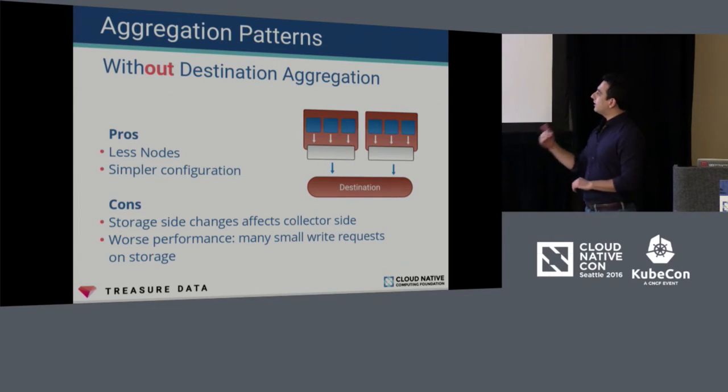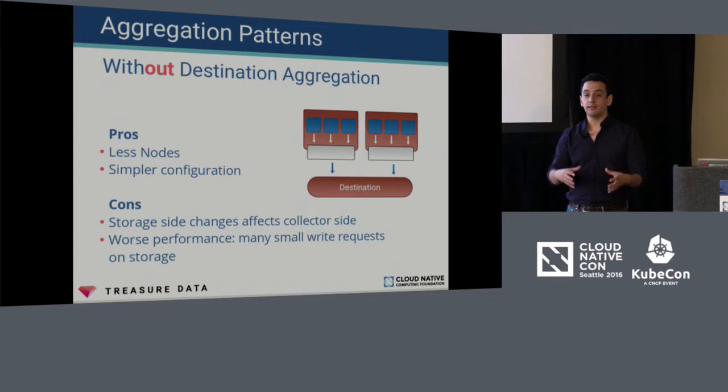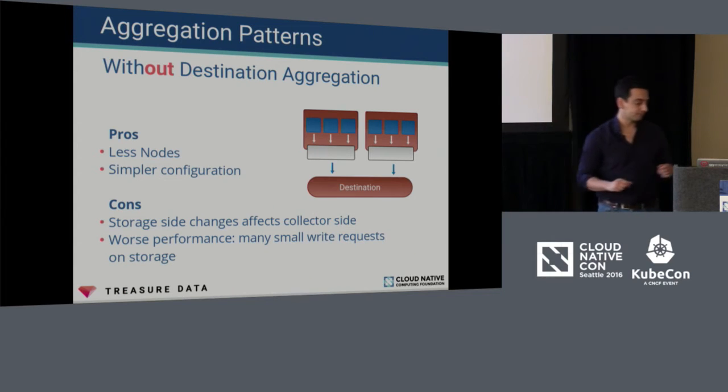OK, without destination aggregation, you have fewer nodes. The configuration is simple. The disadvantage is that the storage side here affects the collector side. And you have the worst performance, of course, because you have many small writes each time. You likely would like to have some kind of buffering and a big write instead of many small writes.